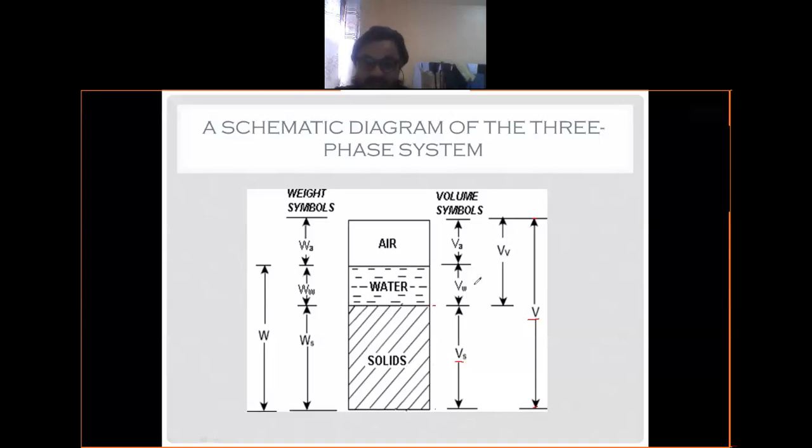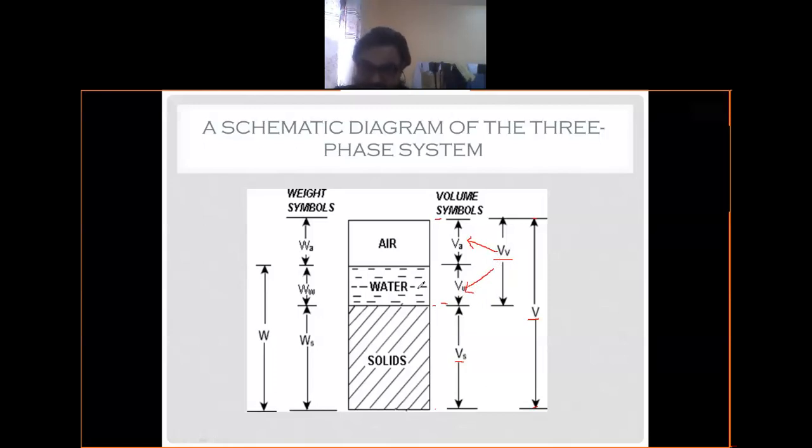Now from here to here, it represents the volume of void. So capital V with suffix V, Vv, represents the volume of void. Now this volume of void, in case of partially saturated soil, is a summation of Va and Vw. So Va represents the volume of air and Vw represents the volume of water.